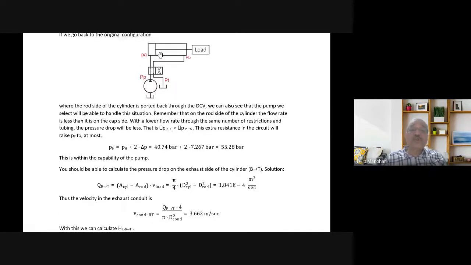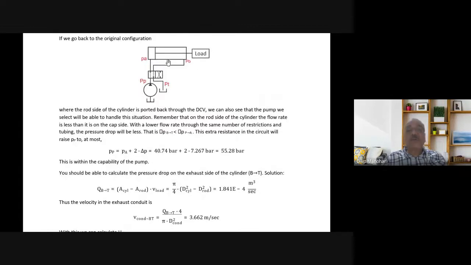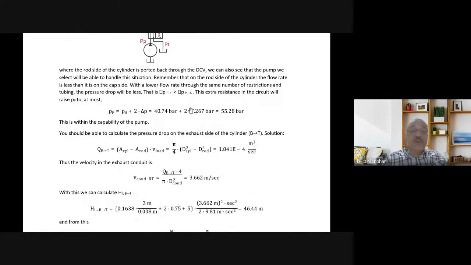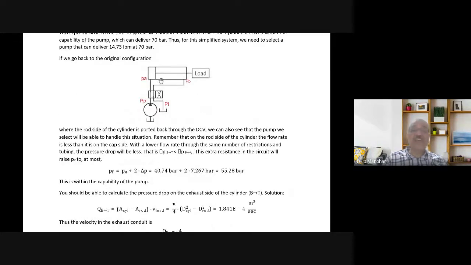So you know the flow of oil from the rod end, QB, which is equal to the area of the cylinder minus the area of the rod, times the velocity of the load. You put the value; we have assumed a suitable rod diameter. It gives you a value of QB of 1.841 times 10 raised to minus 4 meter cube per second. This is the QB value for the discharge side. That means QA is different from QB; QA is much more than QB.